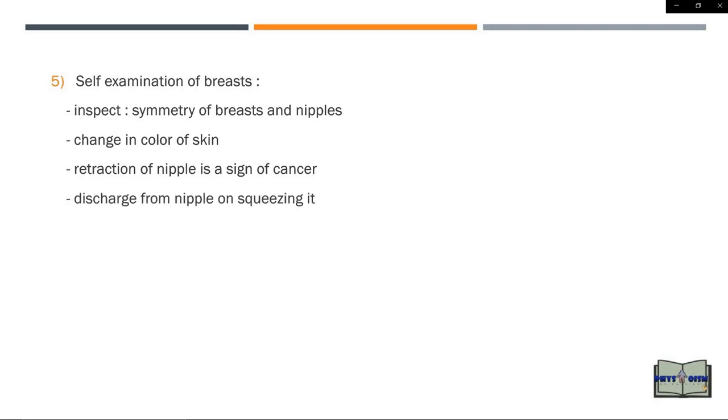So it will tell you if there is any cancer or not when you are examining it. Next one, discharge from the nipple on squeezing it. And here, palpate all four quadrants with the palm of the hand and note if there is any palpable lump. A lump is like some accumulation there. It will feel hard, it is not soft. So when you palpate it, if you find a palpable lump, that is also a sign of cancer. Okay, these are the self-examination tests for the breast.